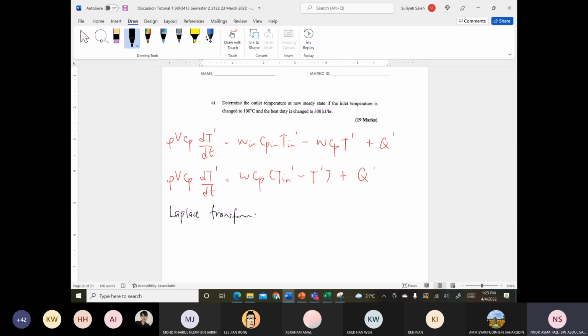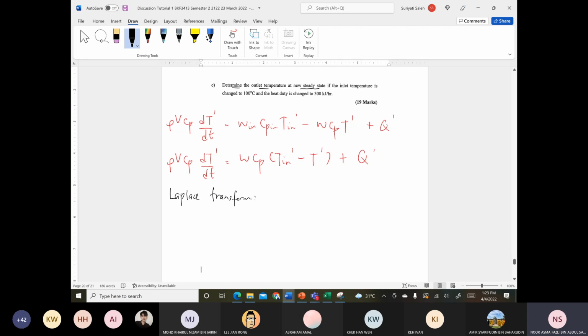Why do we want to do the Laplace transform? Because if you take a look, it says determine outlet temperature at the new steady state. So it requires us to solve at the new steady state value. That means we need to convert the equation into the deviation form and the Laplace transform. So we firstly start with the Laplace.